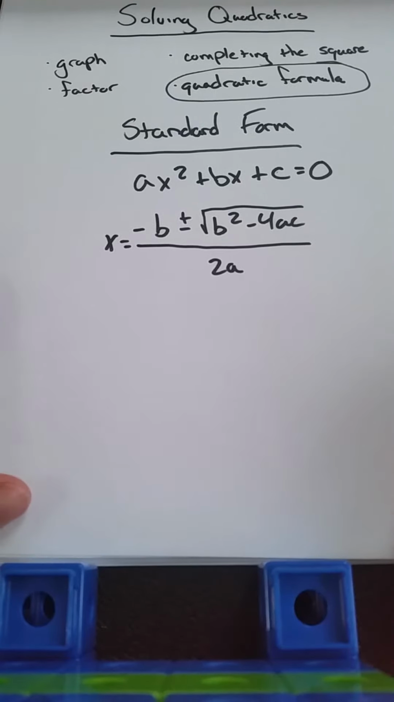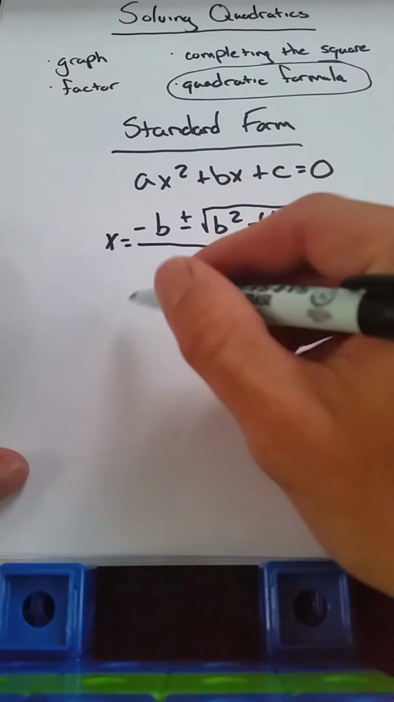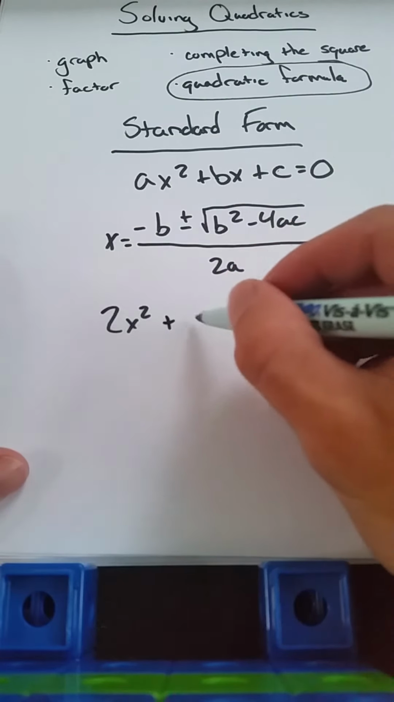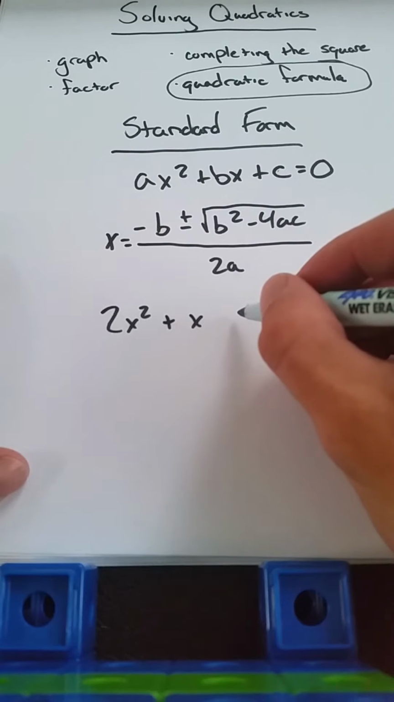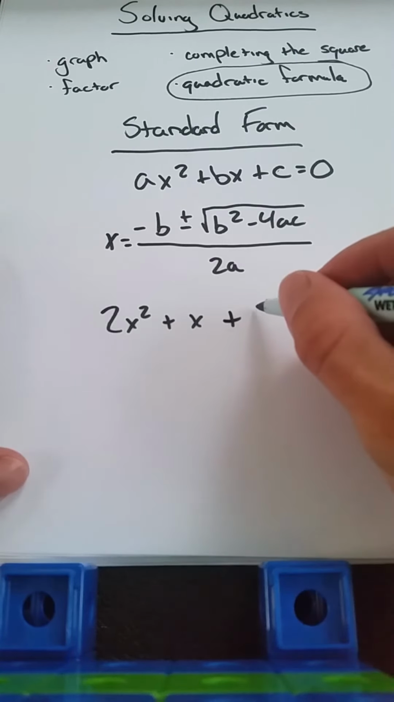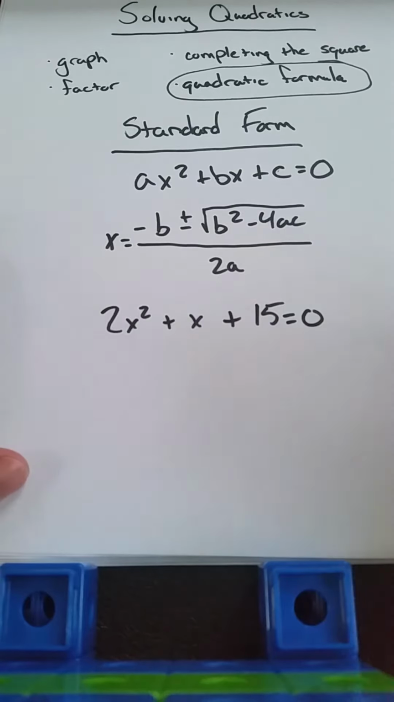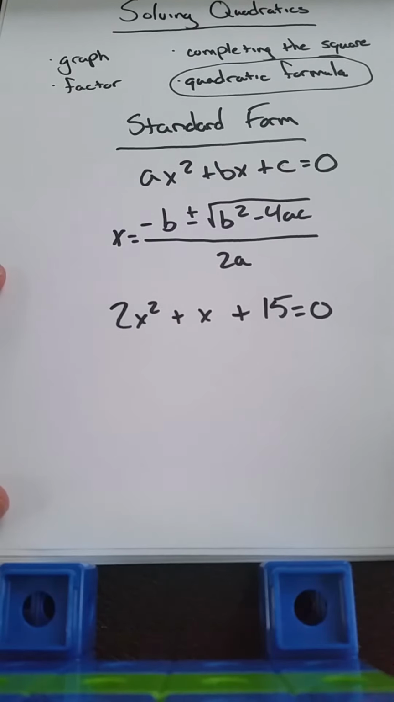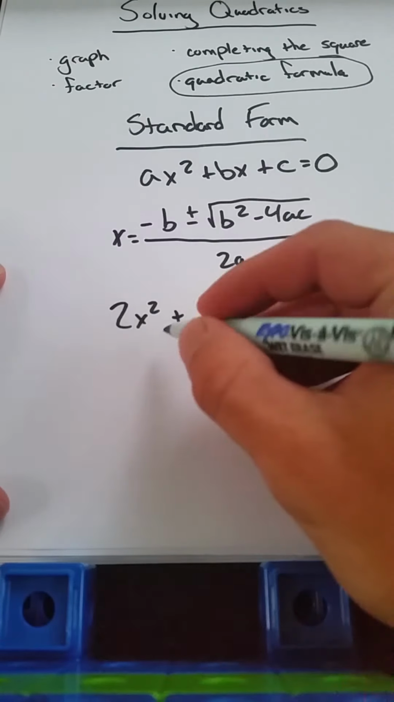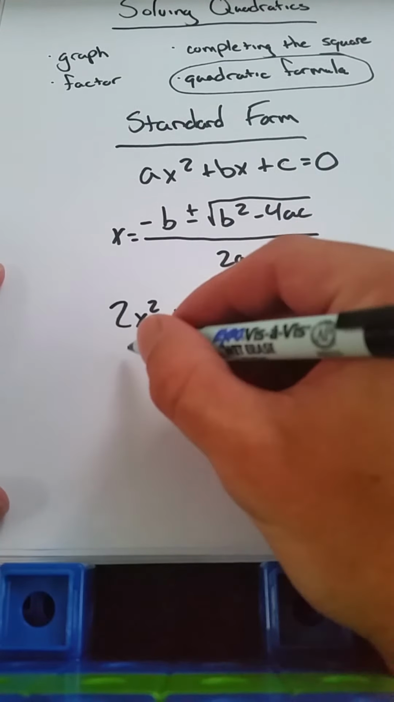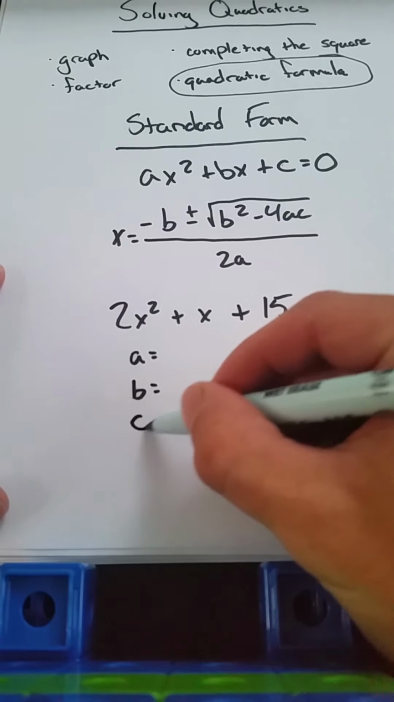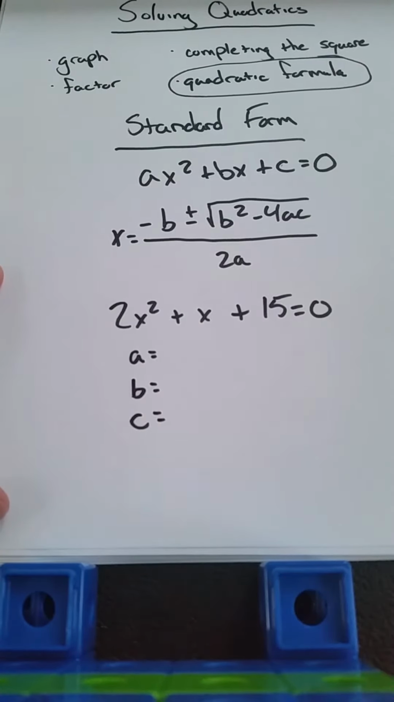So here comes your first example problem. Let's say that our problem is 2x squared plus x plus 15 equals 0. And they've asked us to solve this. So, what we need to do is we're going to plug this into the formula. But before we do that, we need to identify a couple of things. A, B, and C. Right?